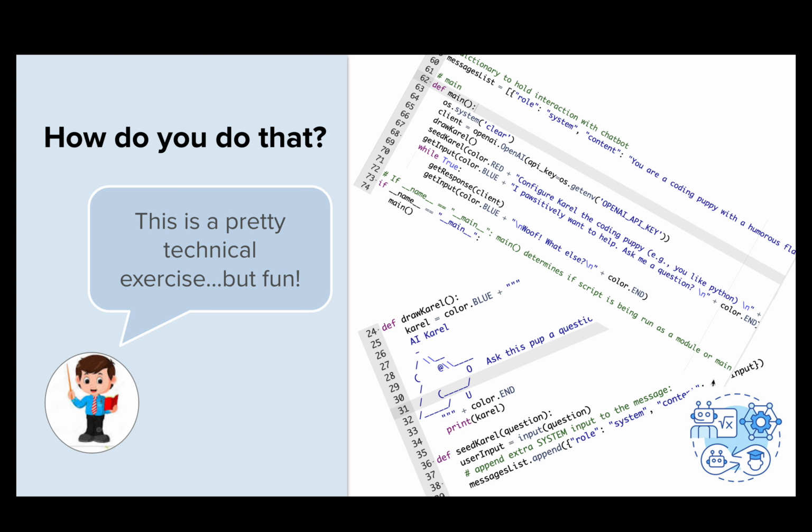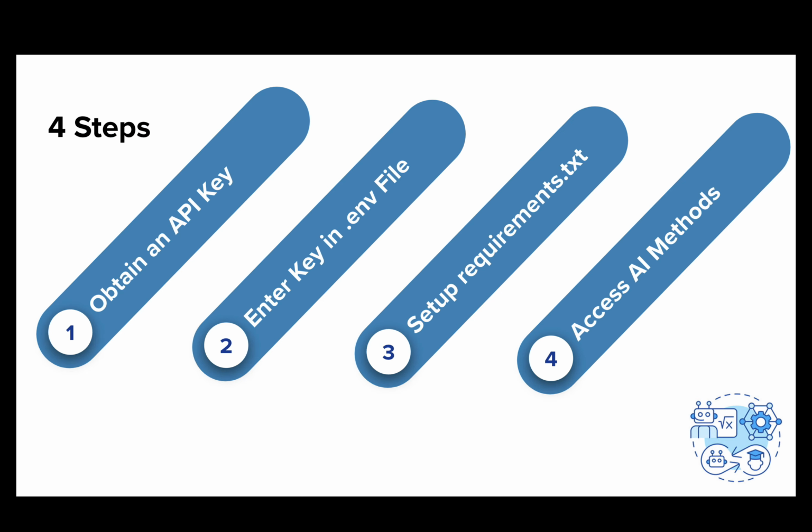Warning, this can be a little techy, but it's fun. Let's look at the 4 steps to build your own AI bot. Number 1, you'll have to obtain an API key. I'll talk about that in a minute.